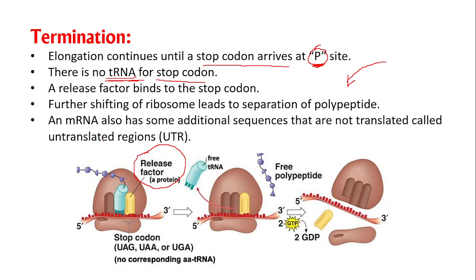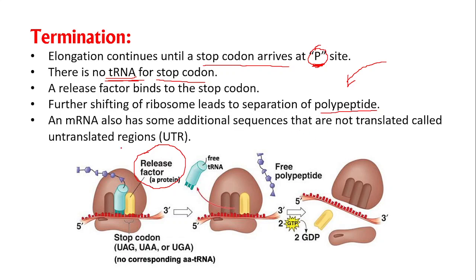A release factor binds to the stop codon. When a release factor enters the A site, termination of the process of protein synthesis will take place. When a release factor binds to the stop codon, further shifting of the ribosome leads to separation of the polypeptide. An mRNA also has additional sequences that are not translated.